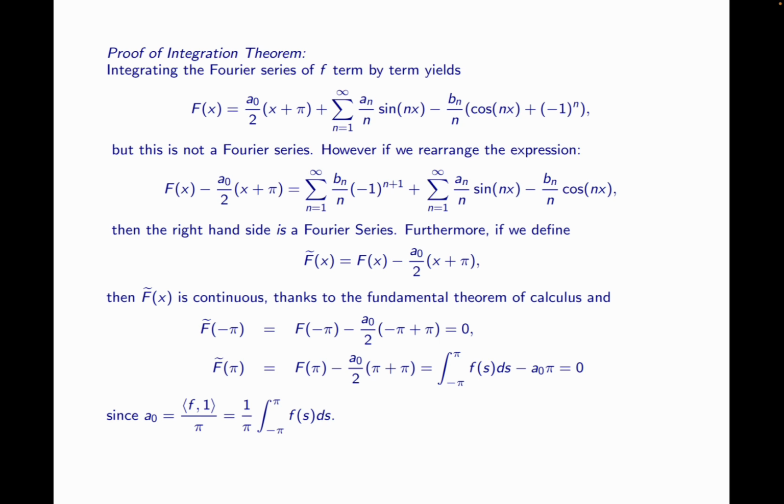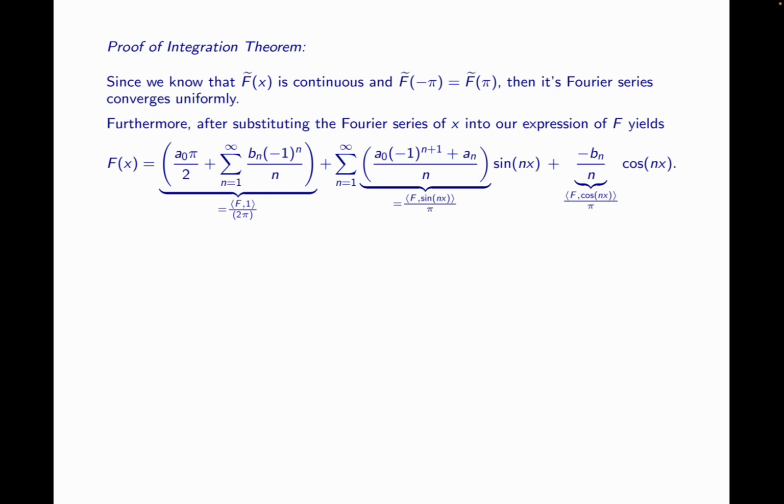a_0 is the integral of f from negative pi to pi divided by pi. So this pi here and this pi here cancel, and I just get the integral of f from negative pi to pi minus the integral of f from negative pi to pi. So I get 0. So f tilde is continuous and periodic in the sense that it's equal at the endpoints. So we know from the uniform convergence theorem for Fourier functions that the Fourier series for f tilde converges uniformly.